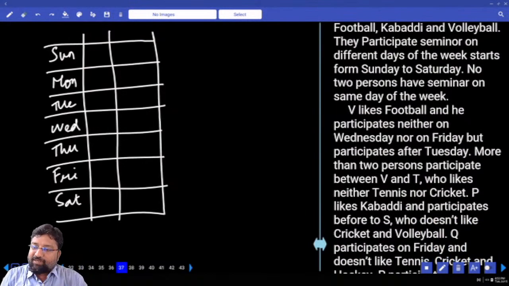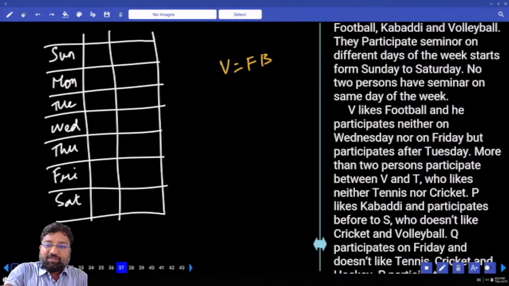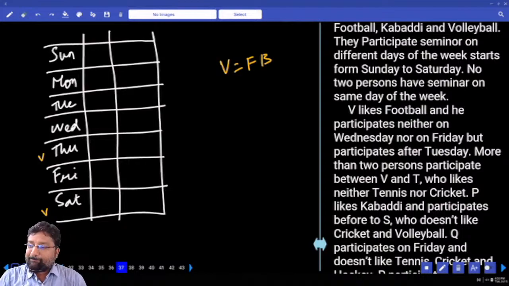V likes football and he participates neither on Friday nor on Wednesday but participates after Tuesday. V equals football. He does not participate on Wednesday or Friday but after Tuesday. Then V has how many possibilities? Two possibilities. V can be on Thursday or V can be on Saturday.